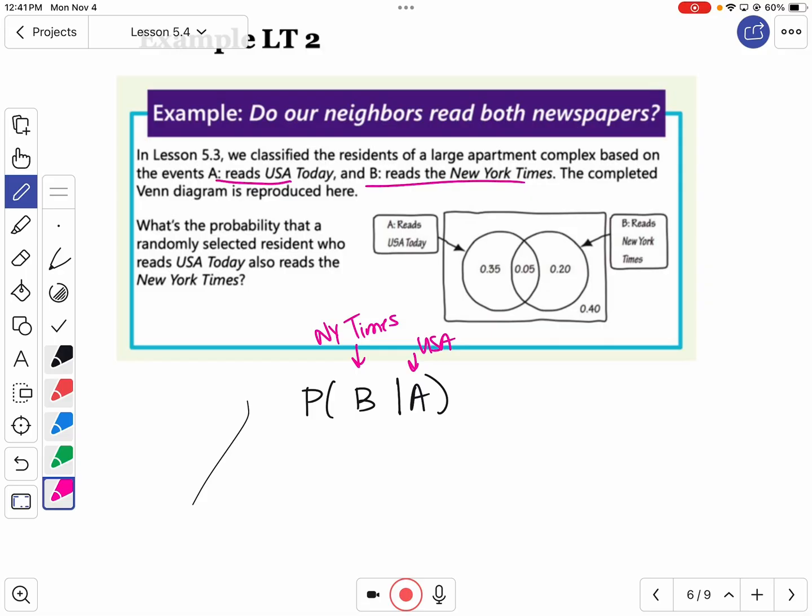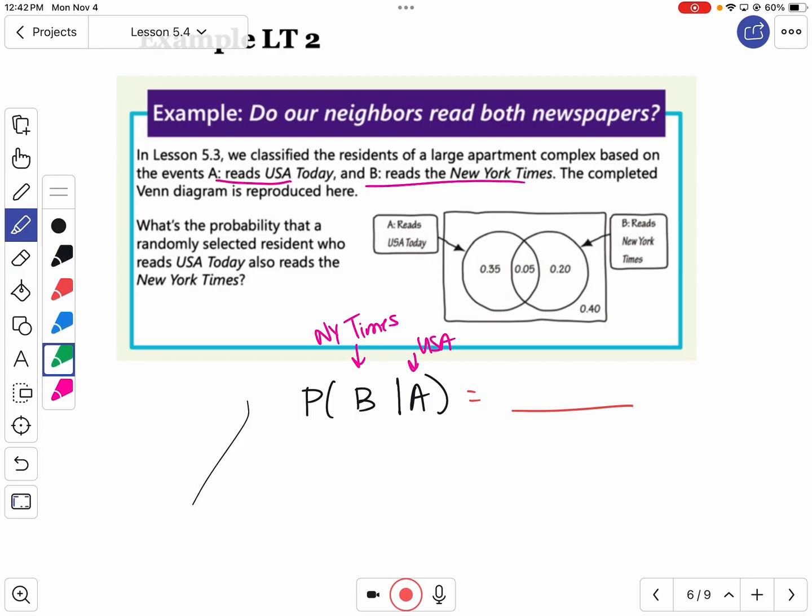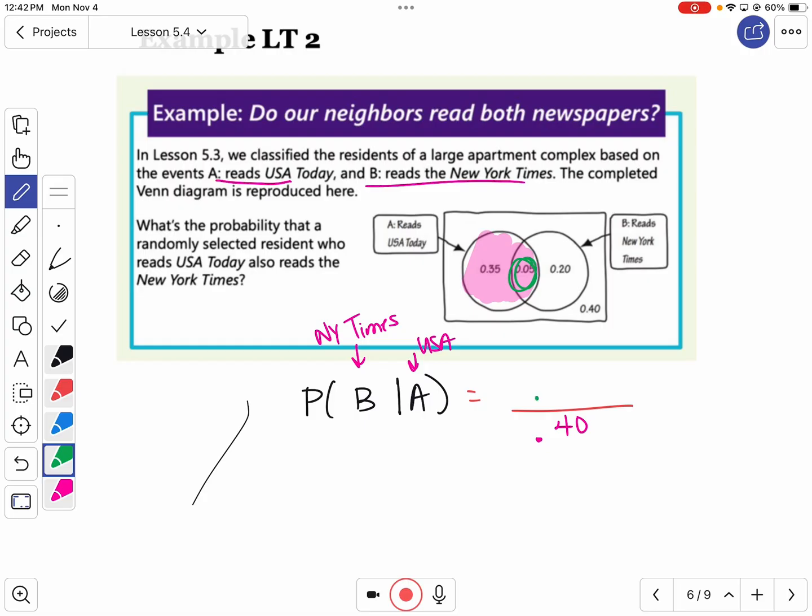So we're doing a Venn diagram for this one. How many total people read the USA Today? Well, let's see. Yep, 40%, right? If they total read the USA Today, that would be the 0.35 and that 0.05. If I added them together, that's 0.40. Now, out of that pink, how many of those also read the New York Times? That 0.05, because they're in the both category, right? And then we're going to divide those.